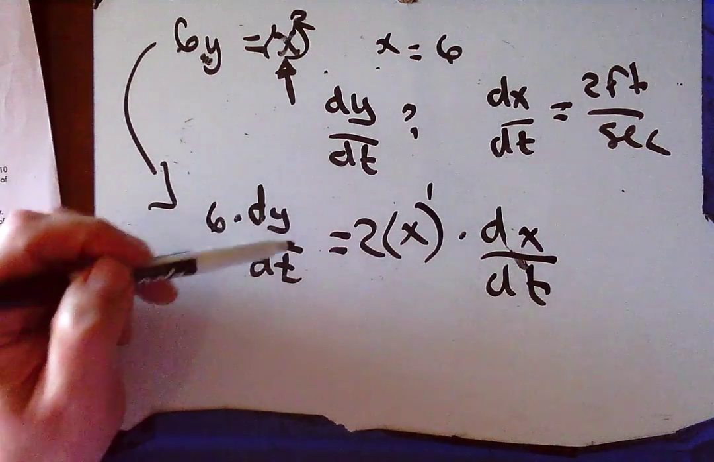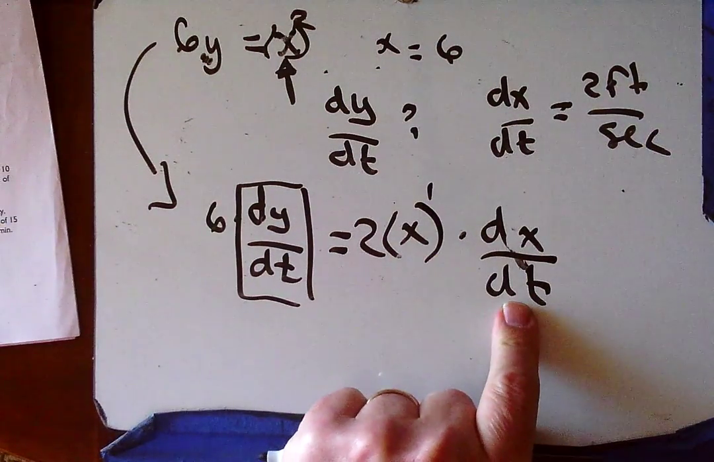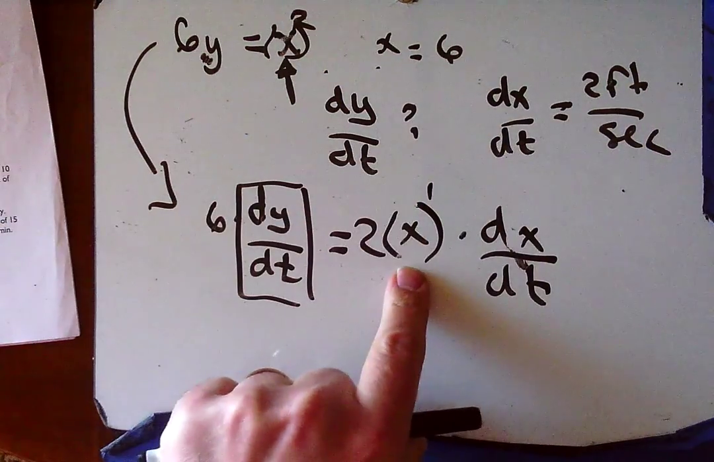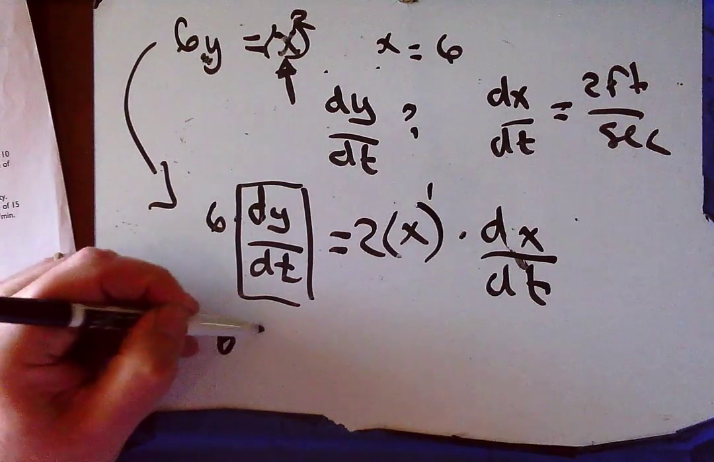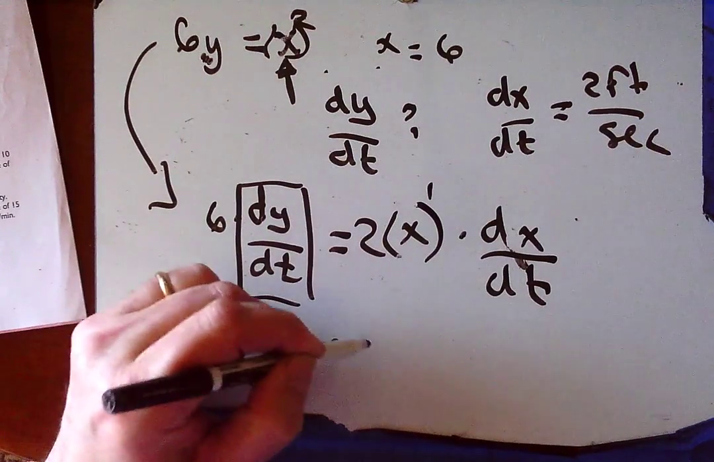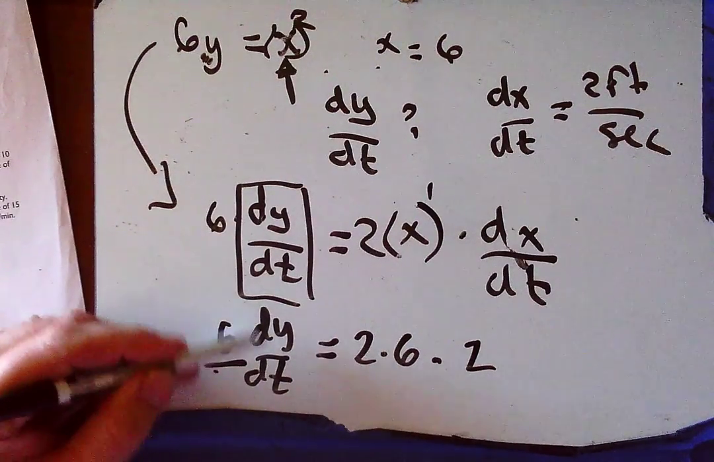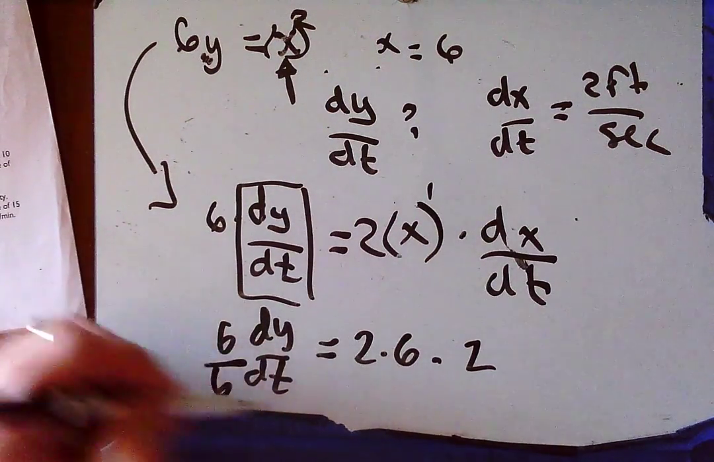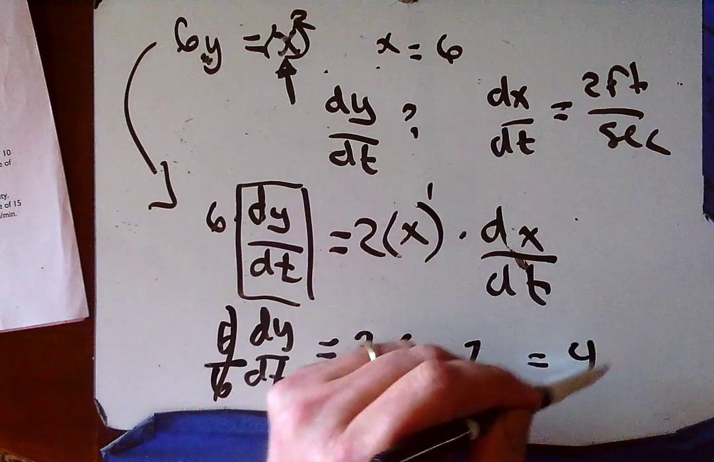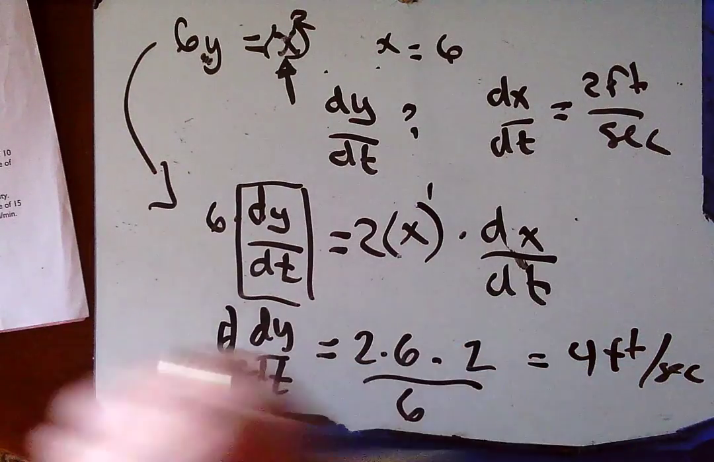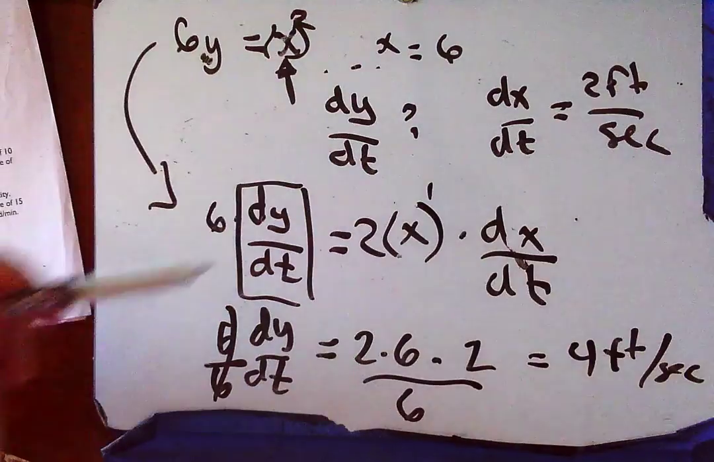Now, I'm looking for this, which means I must know that and that. Oh, look, x equals 6 and dx dt equals 2. So we've got 6 dy dt equals 2 times 6 times 2. And don't forget you want dy dt, or the change in the ordinate, all alone. So I end up with 4 feet per second when x equals 3. I'm sorry, x equals 6. Okay?